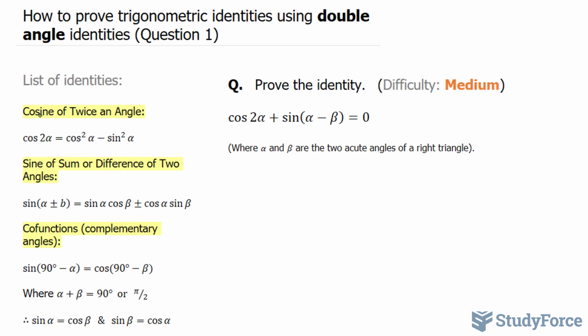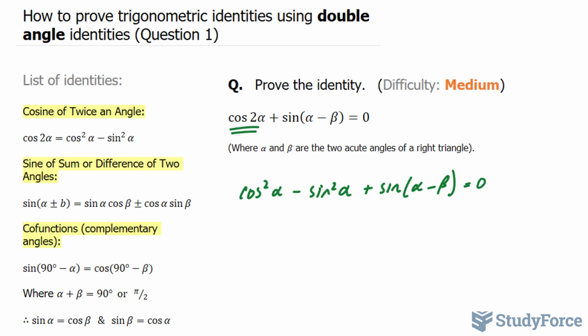The first one being cosine of twice an angle, which is cosine of 2 times an angle is equal to cosine squared alpha minus sine squared alpha. So I'll replace this part with the following, where I have cosine squared alpha minus sine squared alpha plus this part, which hasn't changed yet.